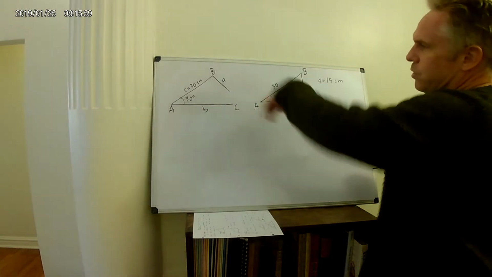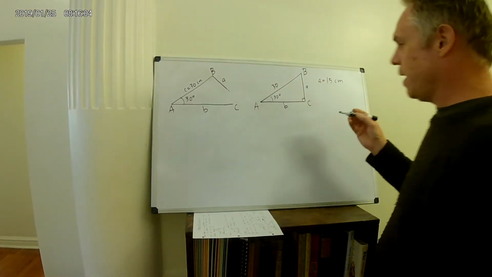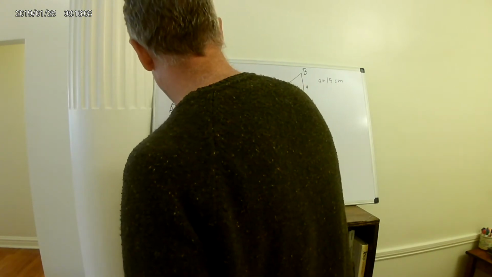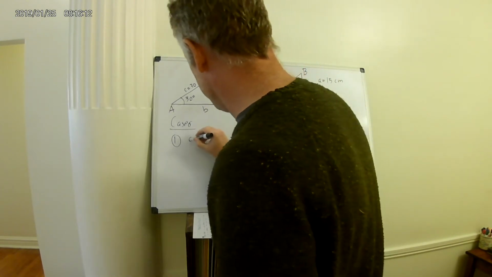If you had a situation where side A was 15 centimeters, you'd have a certain case. So let me go through these cases here. There's various cases we can have. Okay, case 1 is that A, so this is now applying back to this triangle.